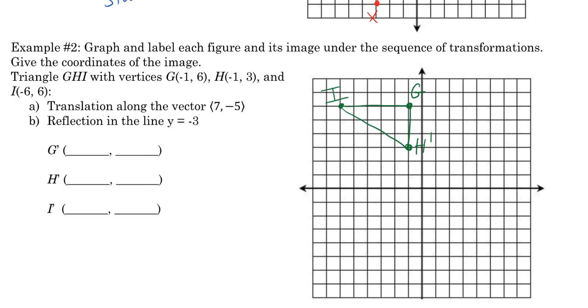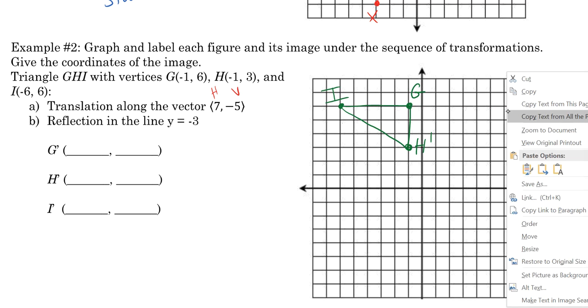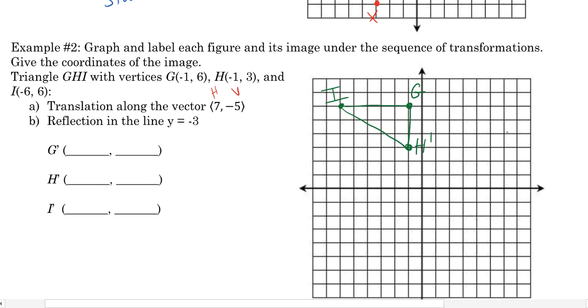Okay, and our first transformation is a translation along a vector of 7, -5. So remember, the first number is your horizontal component, and the second number is your vertical component. So I'm going to be moving 7 horizontally, 1, 2, 3, 4, 5, 6, 7, moving G first, and then down 5. So my initial image of G would be there.